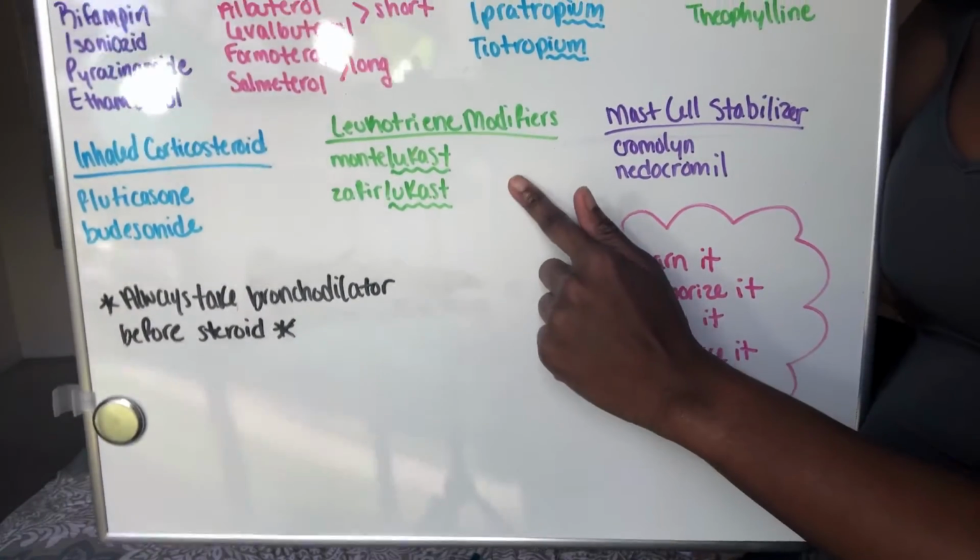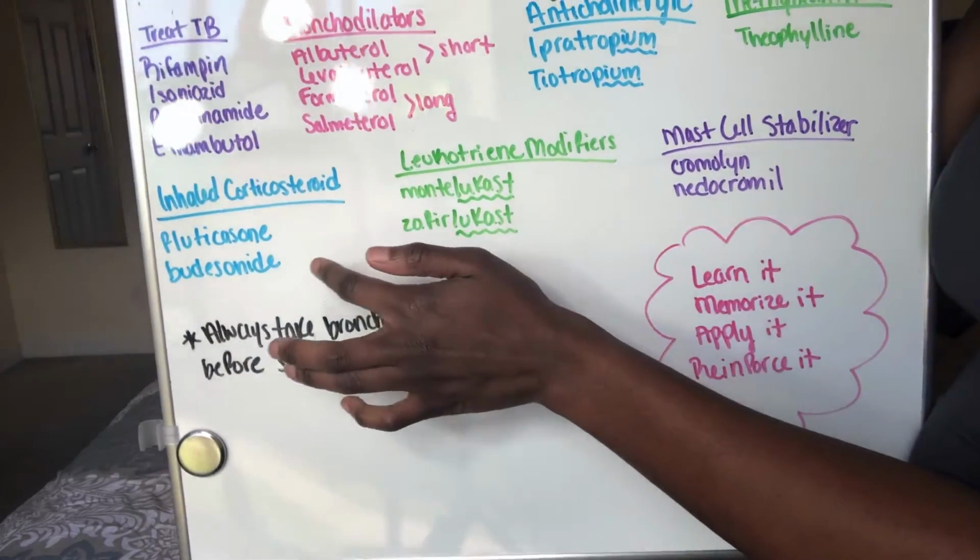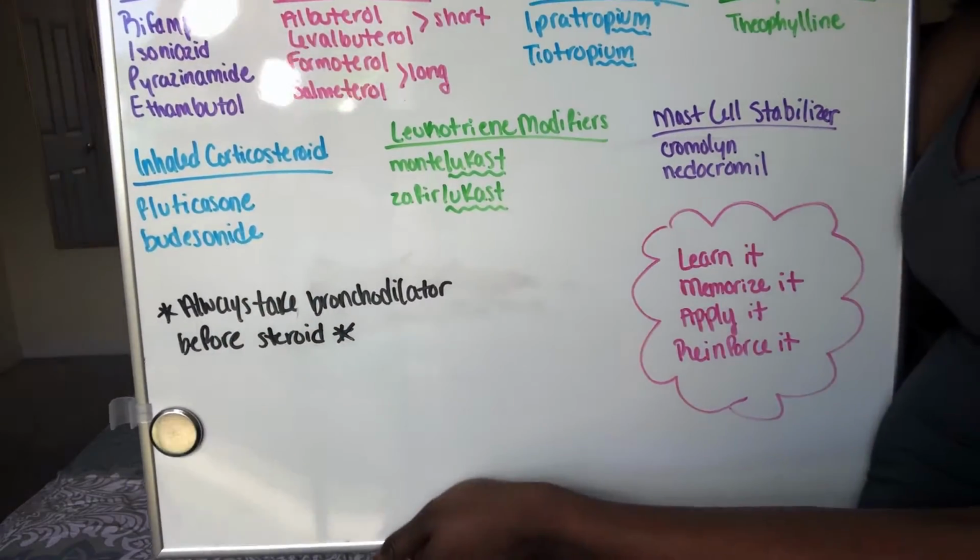We have mast cell stabilizers. We have leukotriene modifiers that both end in lukast, so that's how I memorize those. And we have our inhaled corticosteroids.